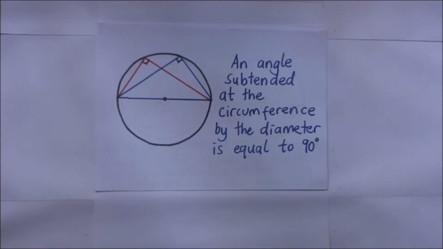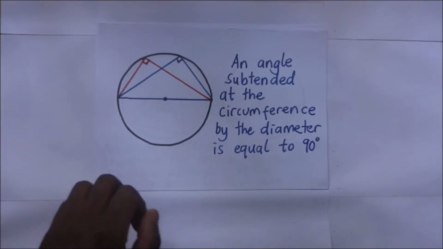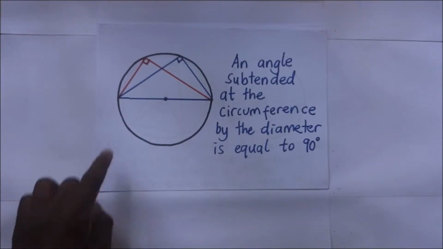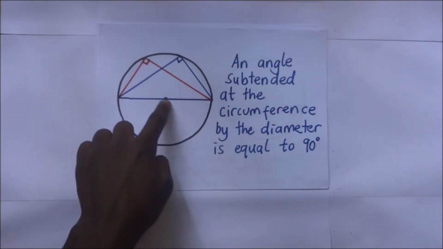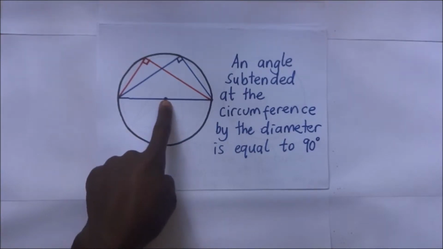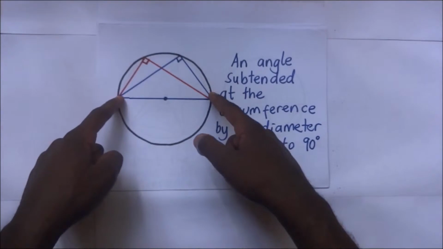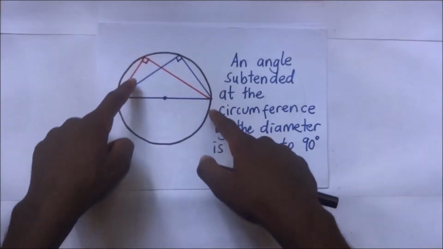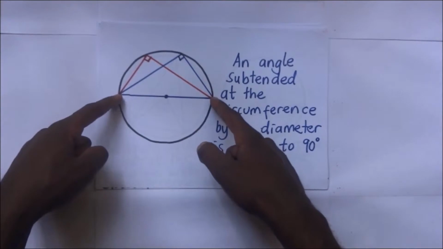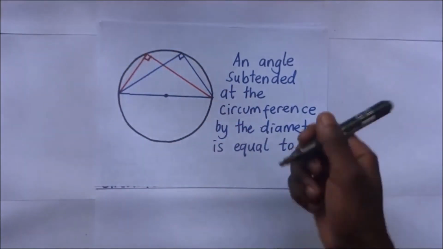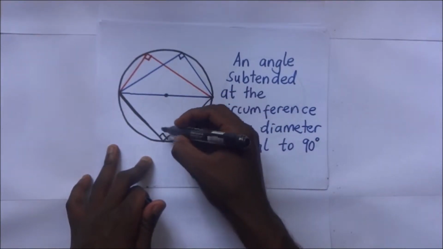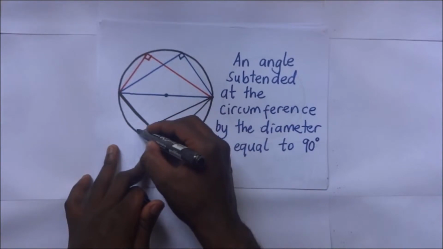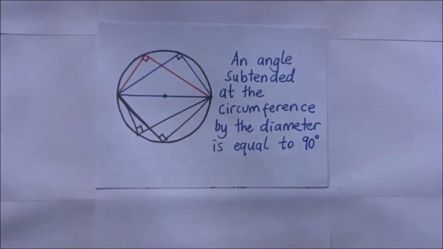An angle that is subtended at the circumference by the diameter is equal to 90 degrees. Remember, when we were introducing chords earlier, we said that the diameter is the longest chord, the one passing through the center of the circle. So any angle that is subtended by the diameter to the circumference is 90 degrees. Even if I had drawn another angle subtended by this diameter, this is 90 degrees, or another subtended by the same chord, this is still 90 degrees.